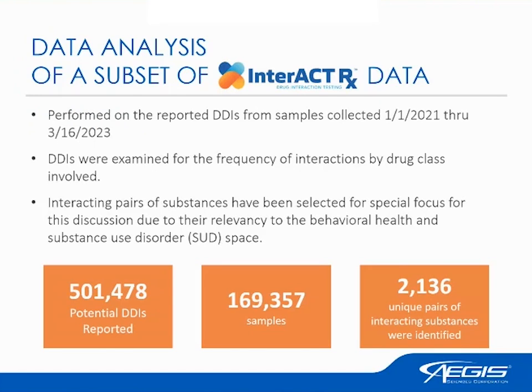Here are some high-level details about the data analysis that was performed. The samples included were those collected between January 1st, 2021 through March 16th, 2023, for which DDI testing was ordered and DDIs were reported. The DDI data was examined for the frequency of interactions by drug class involved. Interacting pairs of substances involving behavioral health and SUD medications have been selected for special focus. The analysis included over 500,000 potential DDIs reported from around 169,000 samples. Of these interactions, 2,136 unique pairs of interacting substances were identified.